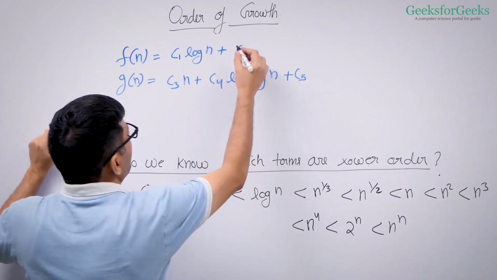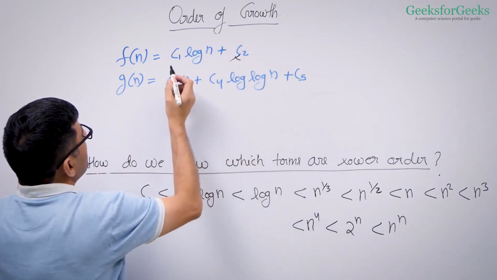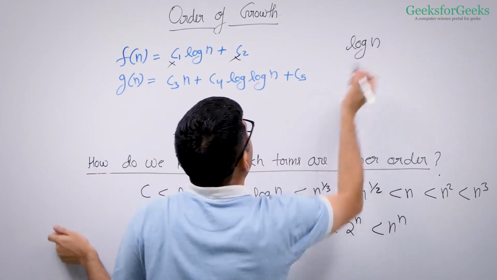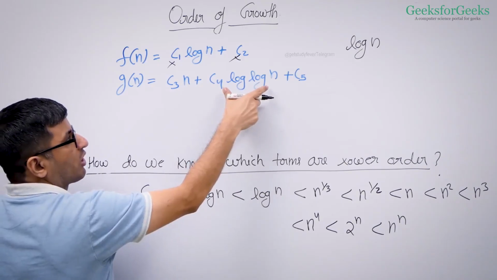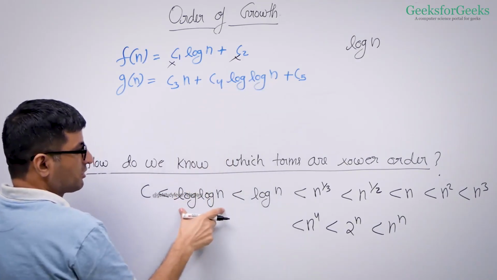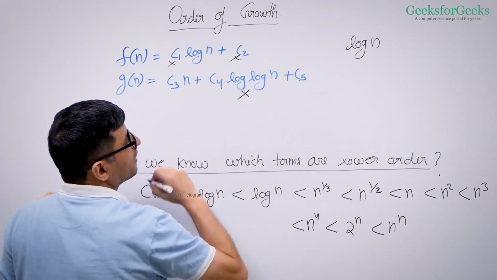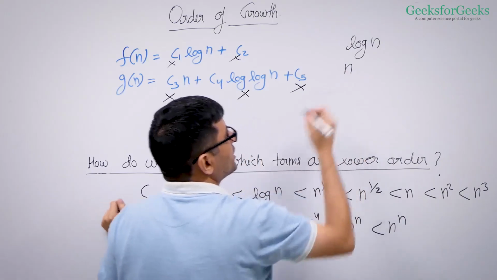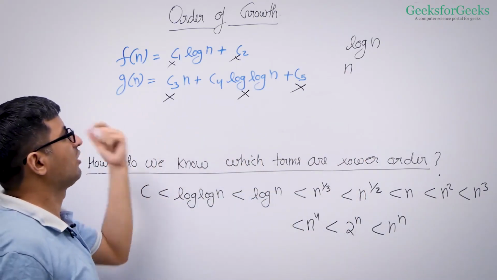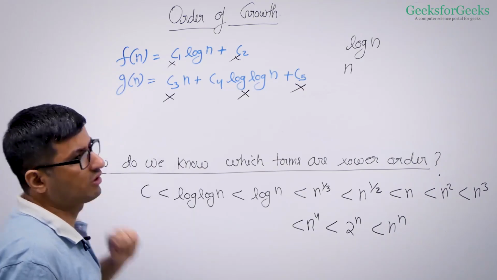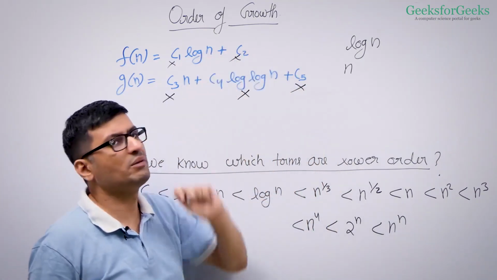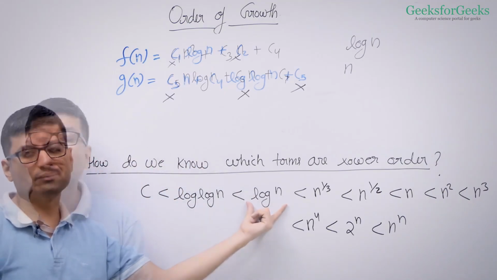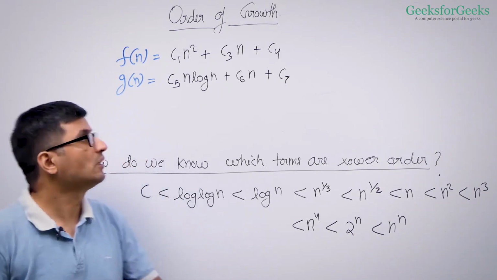So you can ignore the lower order terms here. c2 can be ignored. The leading constant can be ignored. So you get the order of growth as log n. Which one is the lower order term here? This one, because this comes before n. So you can ignore it. And you can ignore the leading constant. So the order of growth of this function is n. Now, which algorithm is better? This algorithm or this algorithm? So this algorithm is definitely better because its order of growth is less. It grows logarithmically.